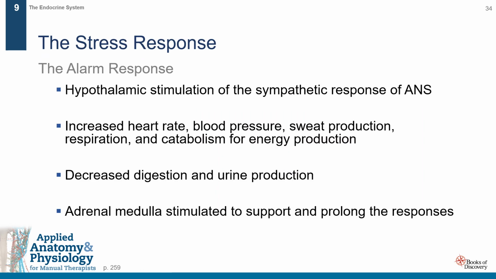Let's take a look at the alarm response aspect of the stress response. With the alarm response, there is hypothalamic stimulation of the sympathetic response of the autonomic nervous system. There is increased heart rate, blood pressure, sweat production, respiration, and catabolism for energy production. There is also decreased digestion and urine production. And the adrenal medulla is stimulated to support and prolong the responses.